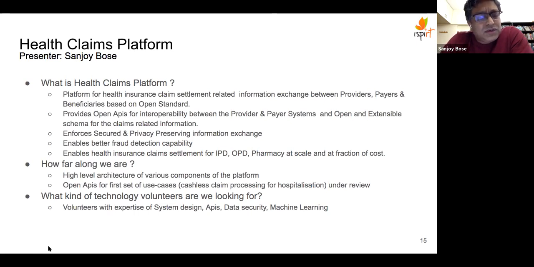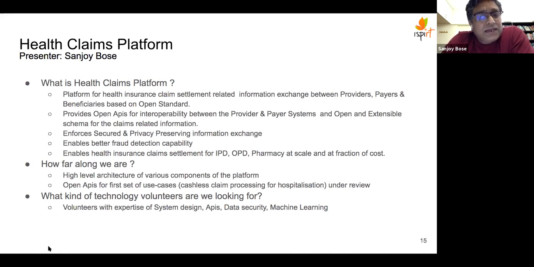The effect of that is that it does not scale, and the cost of claims processing is very high. Now, if we envision that health insurance penetration will be very high going forward in the coming decades, then something to solve these problems becomes essential. So what is a health claims platform, therefore?